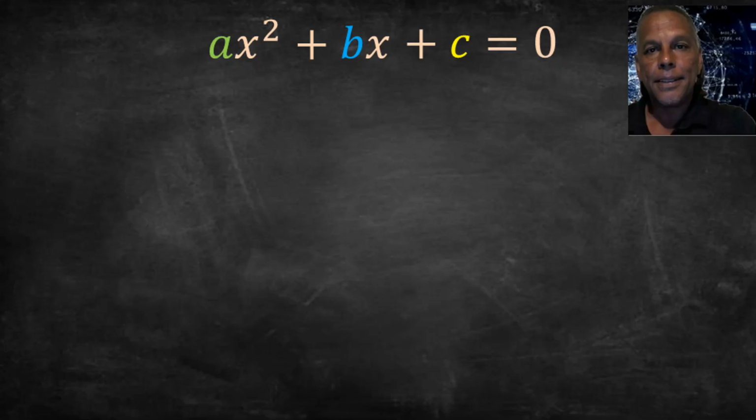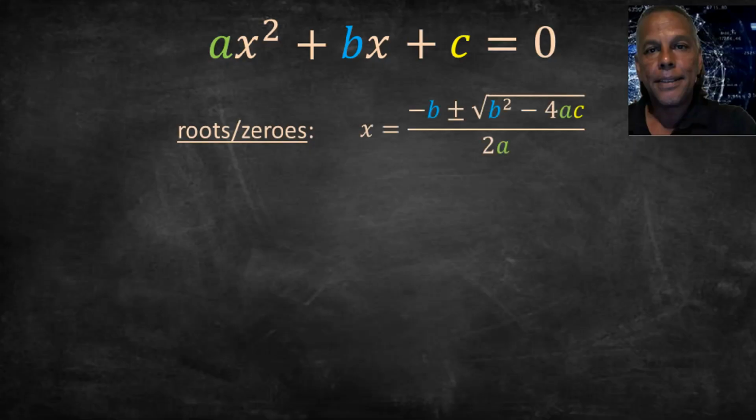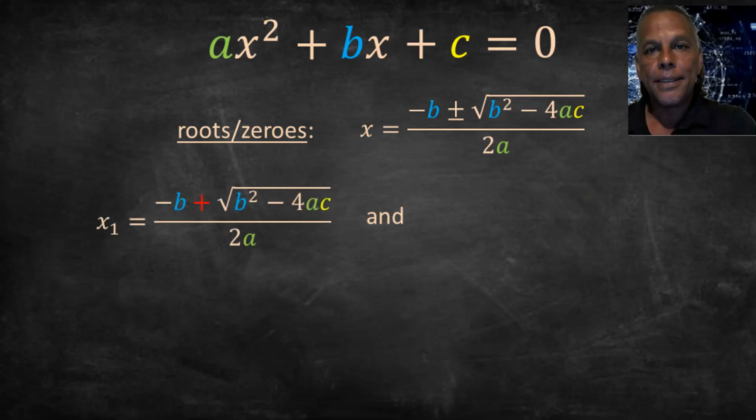We know that any quadratic equation can be written in the form ax squared plus bx plus c equals 0. We can find the roots or the zeros of a quadratic equation by using the quadratic formula. So our roots could be x1 and x2 respectively.